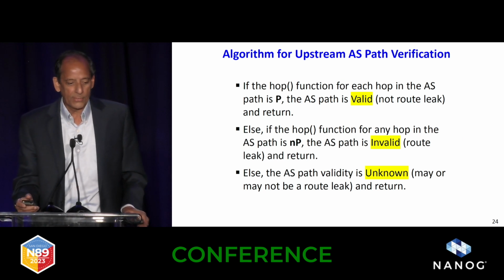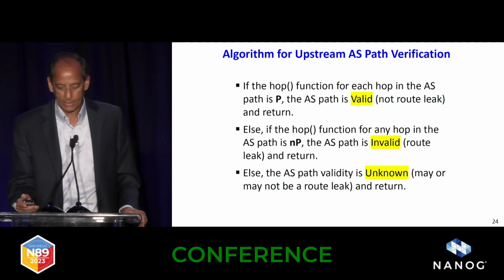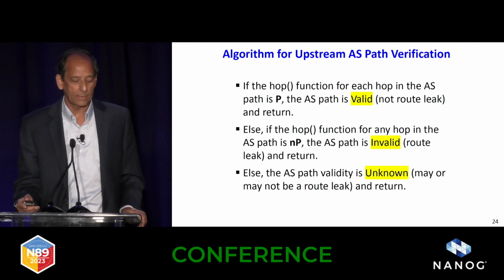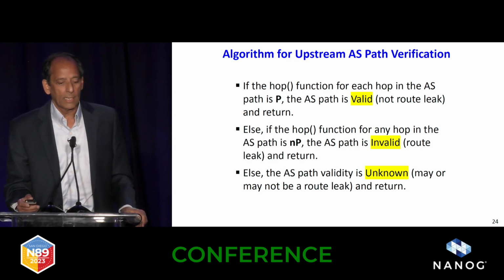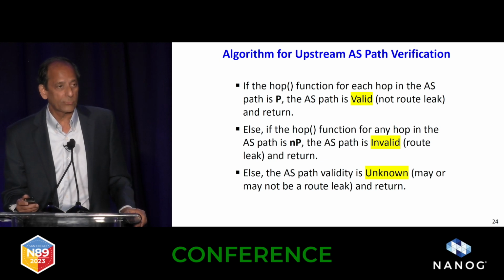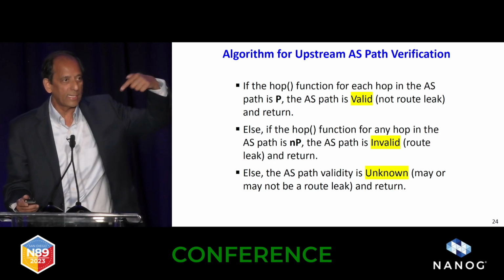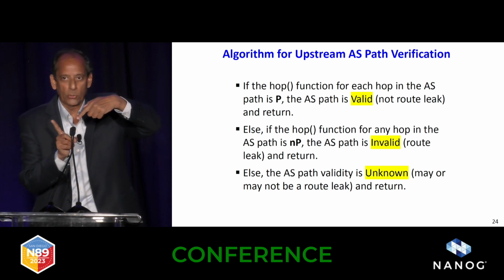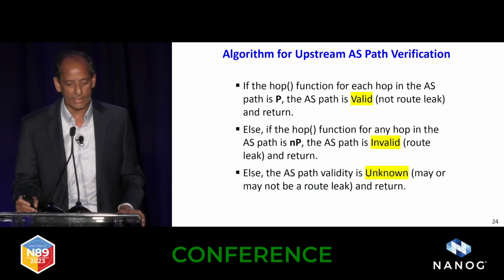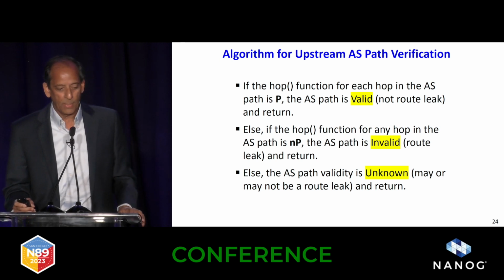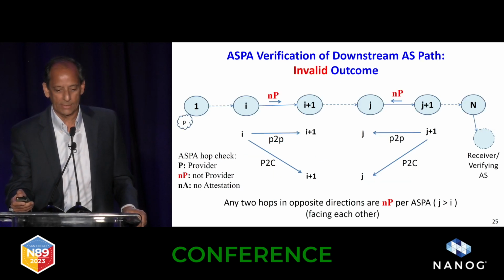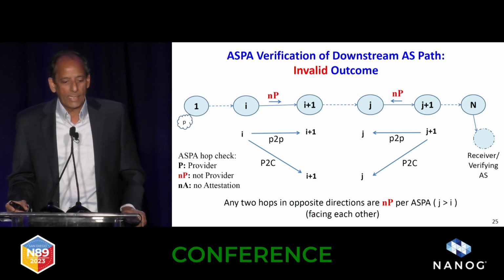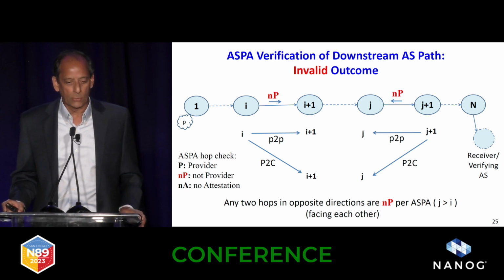So the algorithm based on what I just described is simple. If every hop in the AS path is provider, customer to provider, then the route is valid. If at least one hop is not provider, which means that it already made a turn downward, and then later it is going up, so that constitutes a route leak, and that would be an invalid route. And if none of those, then the path is determined to be unknown, which means that we don't have enough ASPAs to tell if it is valid or invalid. And as I said, we have upstream path verification and downstream path verification.